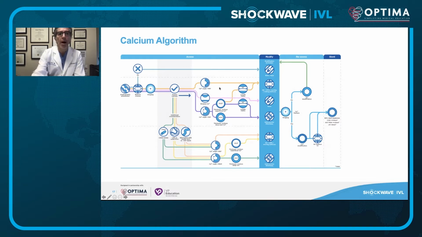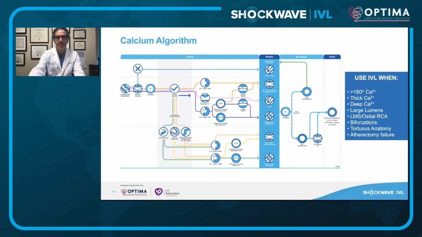If you look at some other characteristics that we know about in terms of calcium, I mentioned the angle, the length, and the thickness. Another thing is to look at the distribution of the calcification. There are some cases where you have a nodule of calcium. And in those situations, rotational atherectomy may be preferred to get that eccentric atherectomy or remodeling of that calcium to allow for full stent expansion.